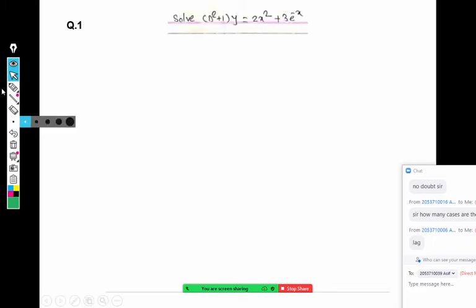So the question is on the screen. Solve (D square plus 1) of y is equal to 2x square plus 3 e raised to minus x. First, at least calculate YC. Calculate a complementary function of this question and tell me the answer.